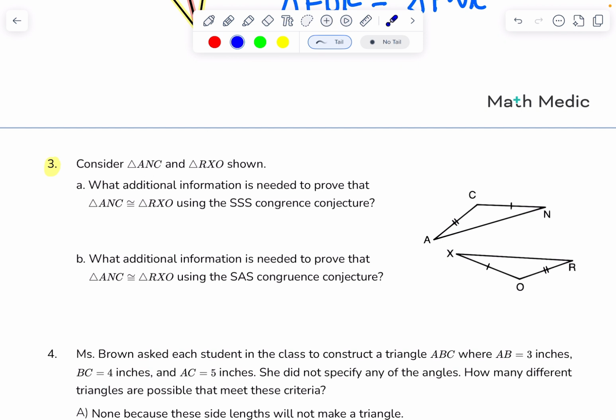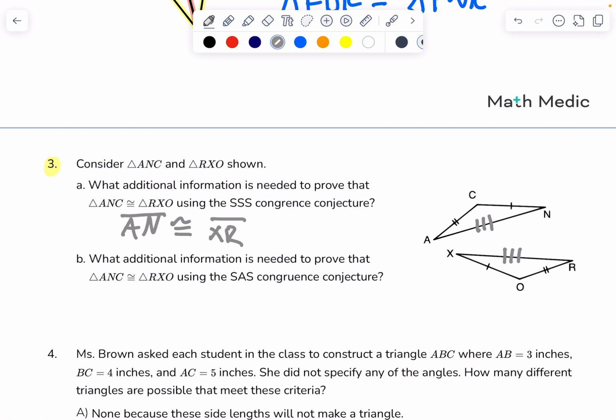Consider these 2 triangles that they give us, and then in part A, they say what additional information is needed to say that these 2 triangles are the same only using the SSS congruence, meaning I need 3 sides that are the same. Well, what do I need? Well, I need those third sides, AN and XR, to be congruent. So I would need them to tell me that line segment AN is congruent to line segment XR. And then I would be good. But they don't give me that.